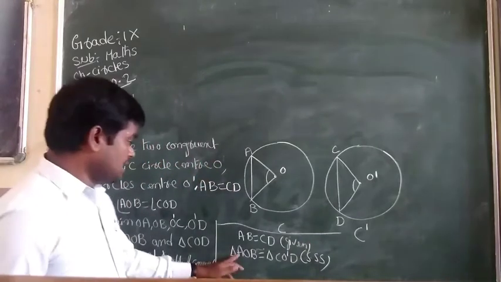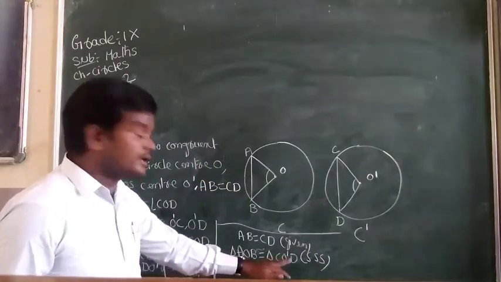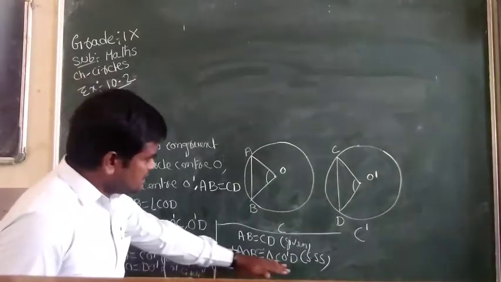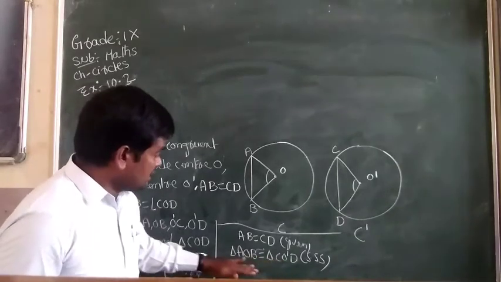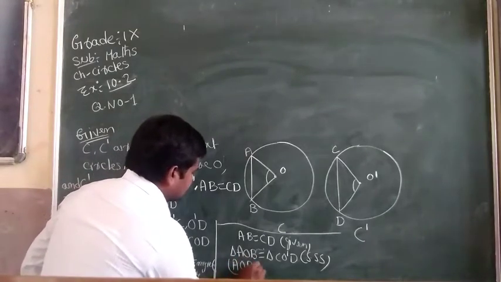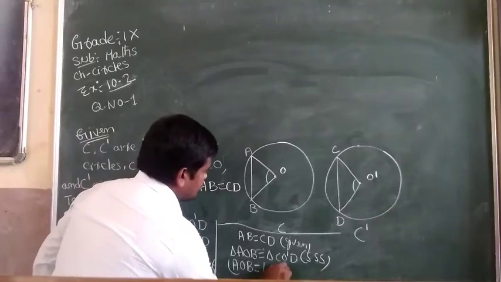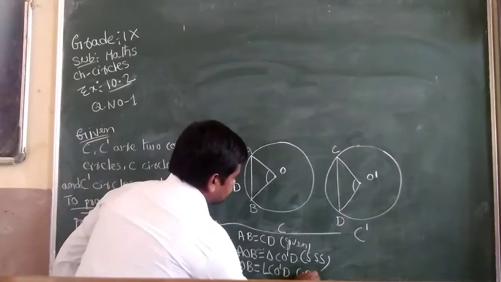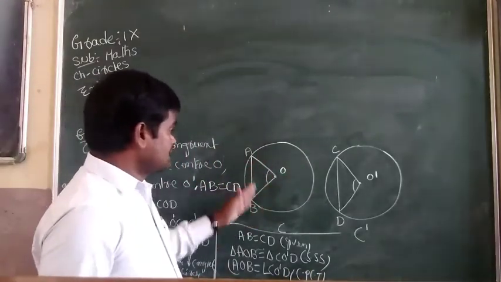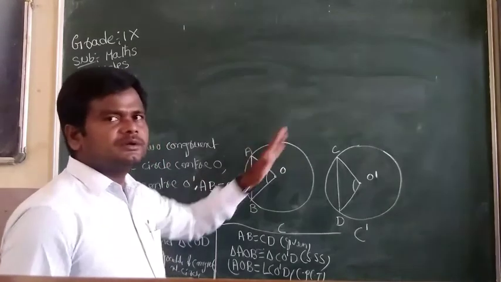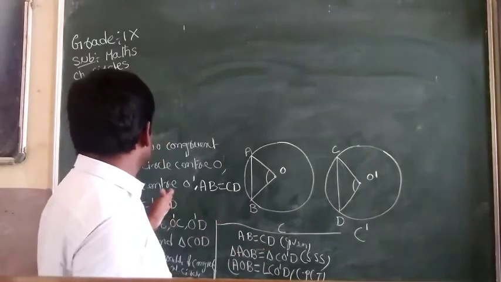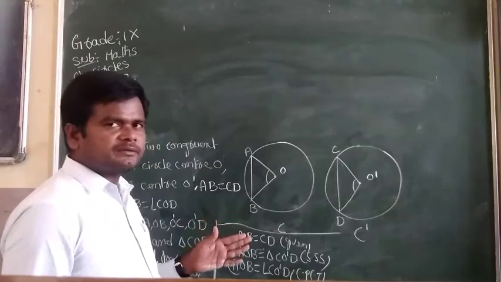So triangle AOB is congruent to triangle COD by the side criteria. When these two triangles are congruent, their corresponding sides are equal and corresponding angles are also equal. So angle AOB equal to angle COD by CPCT. This is the solution of exercise 10.1 first problem.